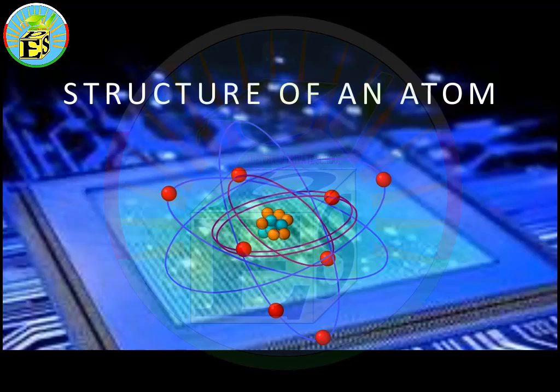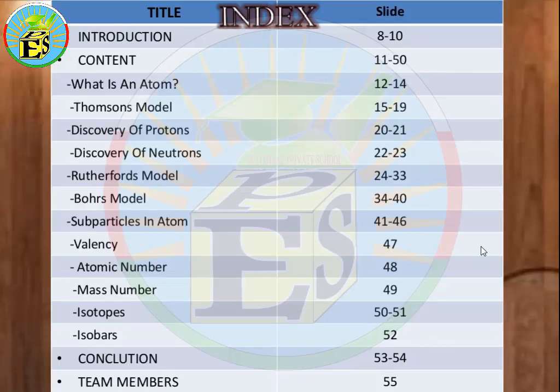Today we will speak about the atomic model. We will study atomic structure, what an atom is, and the different models of the atom: the Thomson model, the discovery of protons, the discovery of neutrons, the Rutherford model, and the Bohr model. We will also cover subparticles and the atom, the valency shell, atomic number, mass number, isotopes, isobars, and end with a conclusion about each model.